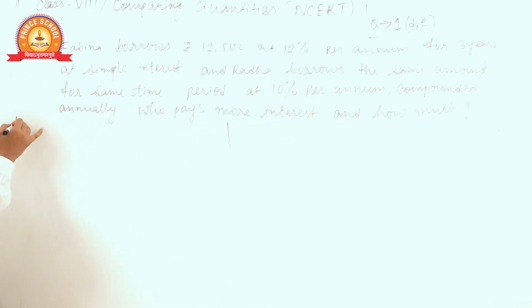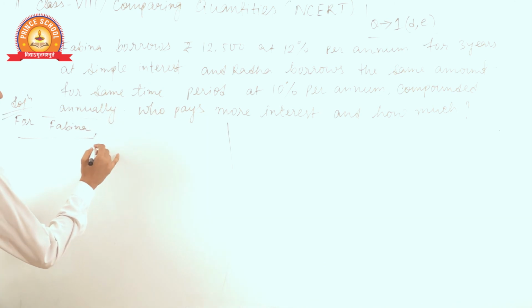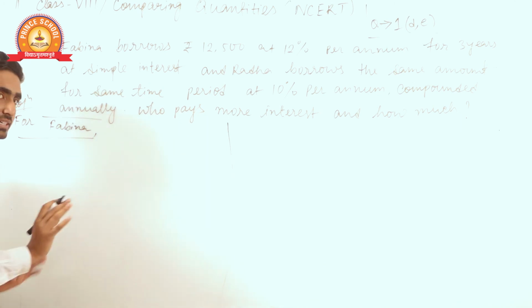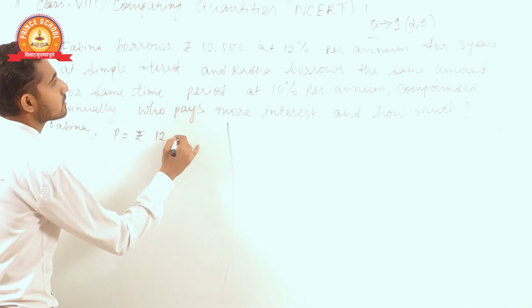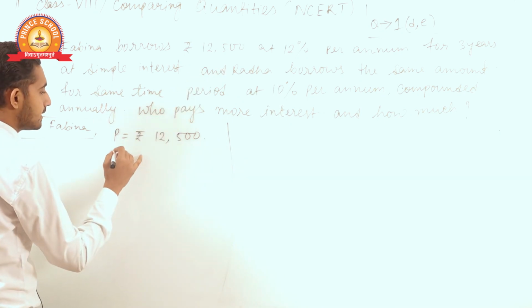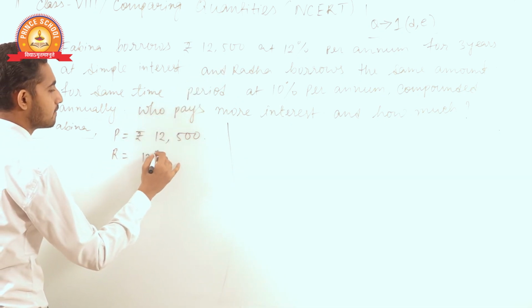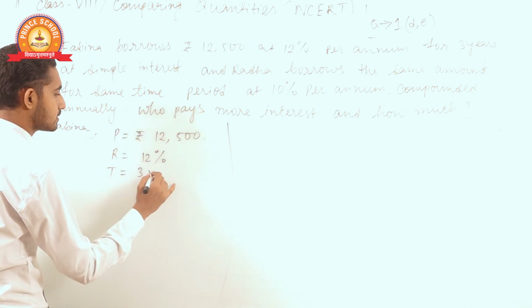So for Fabina, firstly we have to find out for Fabina. Okay, let's see Fabina. Now P is equal to given, and you have to find the simple interest. P is equal to given, that is 12,500 rupees. R is equal to given, that is 12%. T is equal to given, that is 3 years.